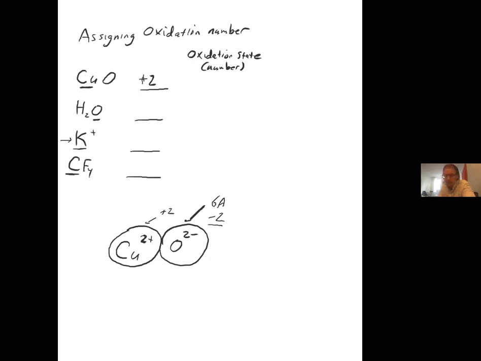Now that works pretty well for ionic compounds. If you have a metal with a nonmetal, that works well. Just figure out what the charge of the ion is. Like the third one, this is not even a compound. It's just an ion. If it's just an ion and it's one atom, then whatever the charge of that ion is, that is the oxidation state. It is the oxidation number. So since it's plus, the oxidation number would also be +1. There you go, so there's the second one.